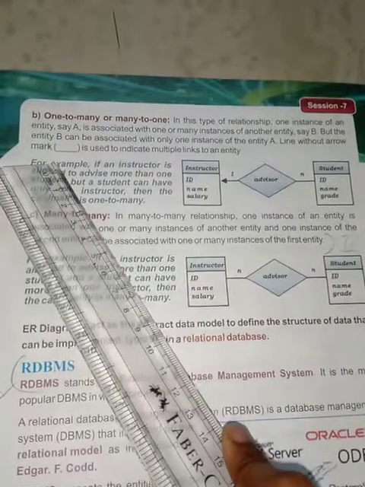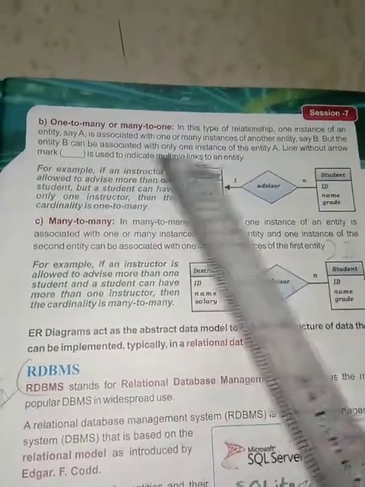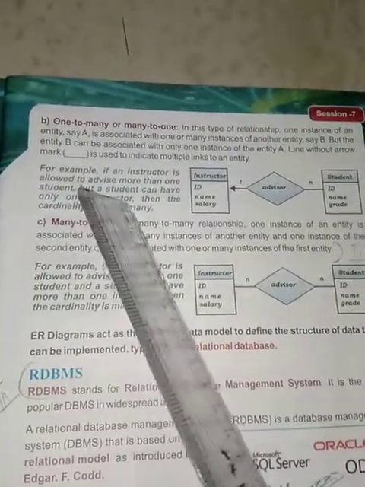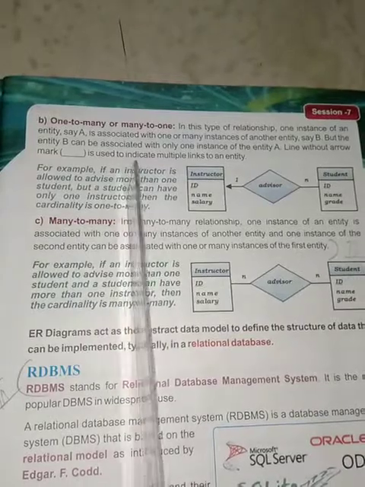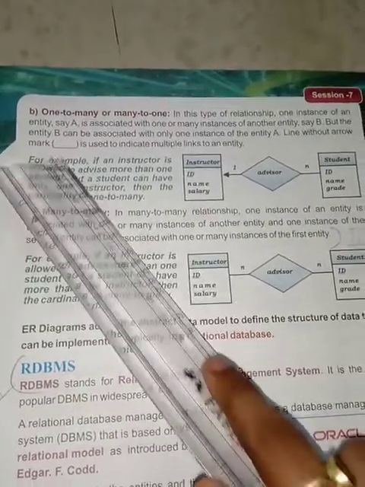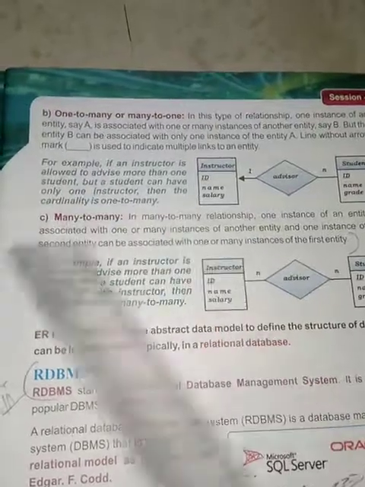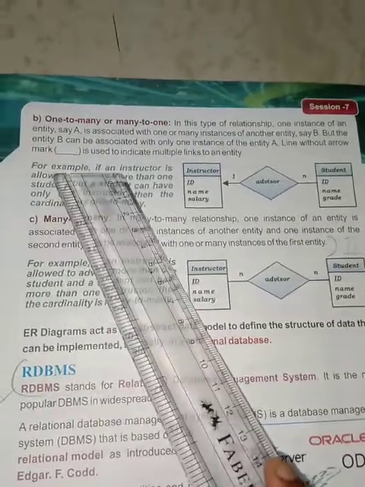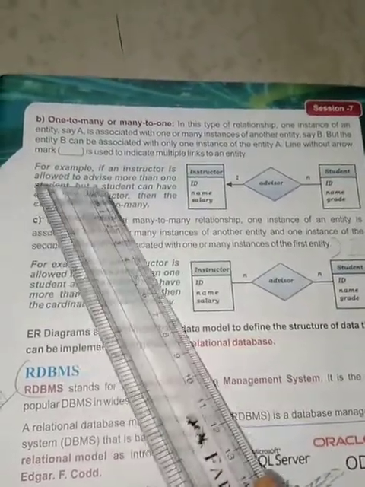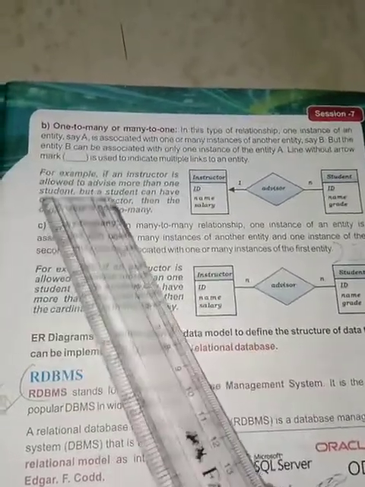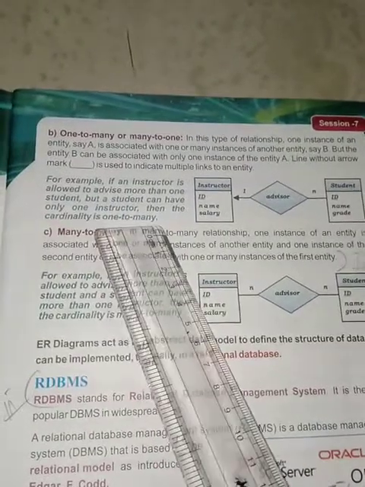A line without an arrow mark is used to indicate multiple links to an entity. In one-to-one relationship, we studied that a line with an arrow mark indicates that only one instance is associated, but a line without an arrow mark indicates it can be linked to multiple entities. For example, if an instructor is allowed to advise more than one student, but a student can have only one instructor, then the cardinality is one to many.